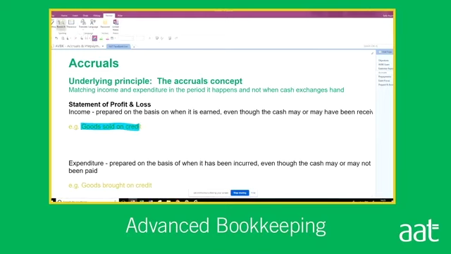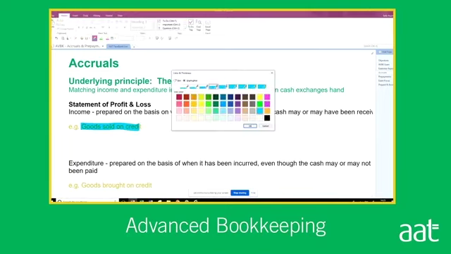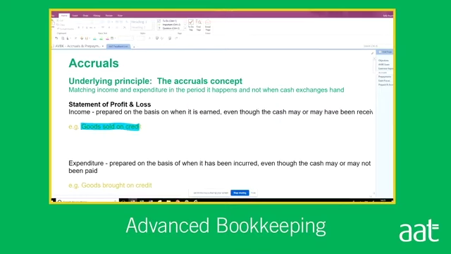So effectively then, let me just get my pen up. Let me choose a colour. So we're looking at goods sold on credit. So what we're looking at here, double entry, is we will debit receivables because obviously we've not received the cash and we are therefore crediting the income. So we are recognising the revenue in the statement of P&L, even though we've not received it. And that's the accruals concept.